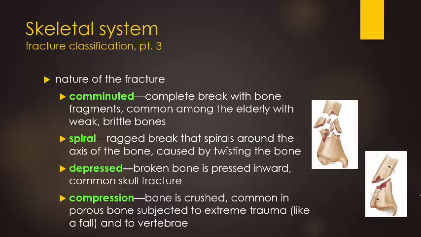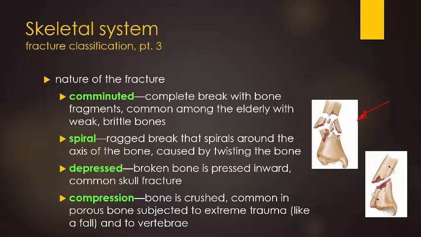A comminuted fracture is this example here. That's a comminuted fracture, and so it's when the bone breaks into multiple fragments. And this is common among elderly folks. So, a fall where a person tries to brace themselves with their arms as they go down, but because of the force of the impact, the bones in the forearm may break into many little small pieces.